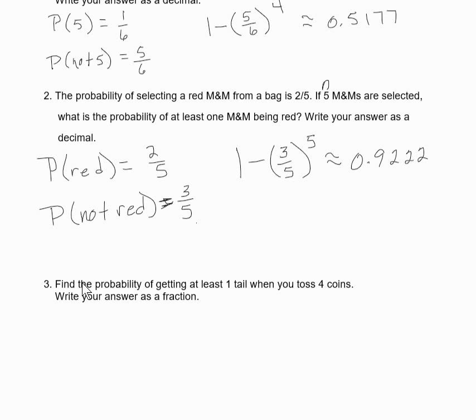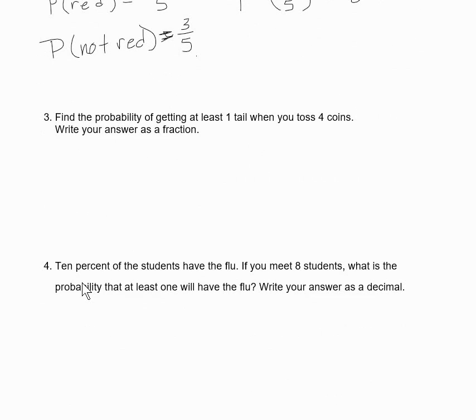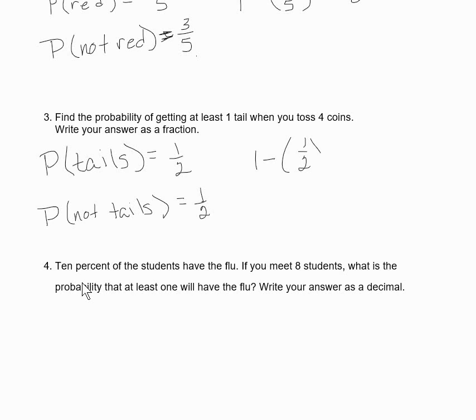Problem 3, find the probability of getting at least 1 tail when you toss 4 coins. Write your answer as a fraction. Okay, so I'm going to come over here and write the probability of getting tails. It's 1 out of 2. The probability that you will not get tails is also 1 out of 2. So I have 1 minus 1/2 to the 4th power, because I'm doing this 4 times, so my n is 4. That is 15/16.